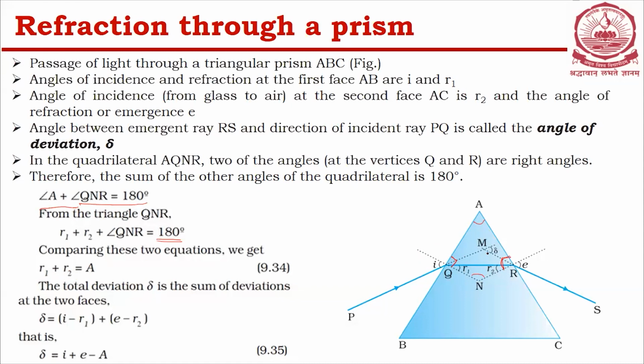So how much deviation is produced by this prism? This total deviation is delta. It is nothing but the deviation produced at the two surfaces: I minus R1 is the deviation produced by the first surface, then E minus R2 is produced by the second surface. From this you can get delta is equal to I plus E minus A. So this is the total deviation produced by the prism.